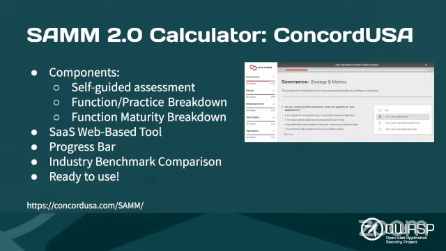This is a self-guided assessment which provides a similar format of question and answers. It has the ability to show the quality criteria for a particular question. And as you guide through this assessment, you can see a function and practice breakdown and a maturity breakdown. It does provide the overall progress to the users as they go through the process. And at the end of the assessment, if you're willing to share some contact information with ConcordUSA, you can see some industry benchmark comparisons that they've amassed from prior assessments.